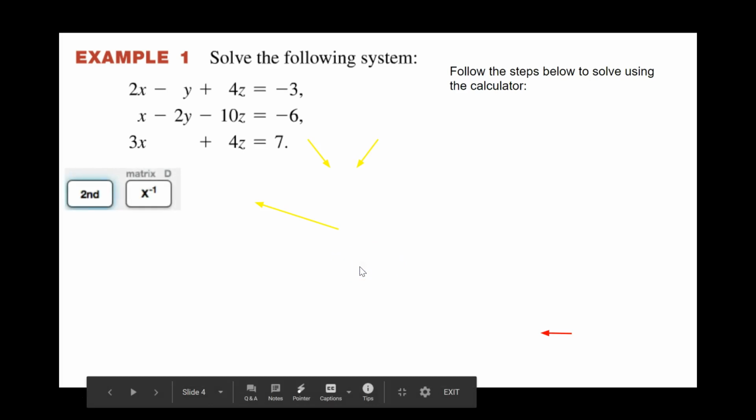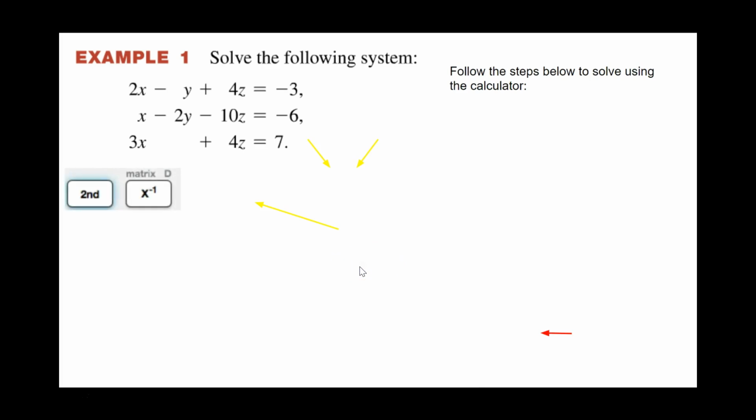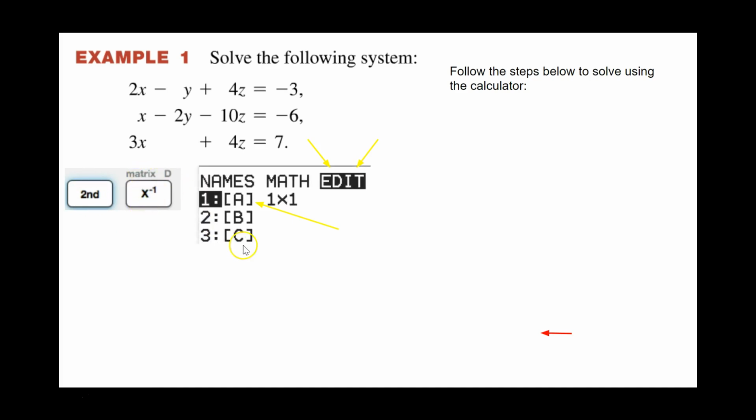So here are the steps for solving these types of problems in your calculator. You want to hit second and then the inverse button, because we're trying to get to this word right here, matrix. We're going to slide over to edit, and we're going to go down to the first one and name it A. It doesn't matter, it can be a C, but since it's the first one here, we're going to name it A. We're going to hit enter.